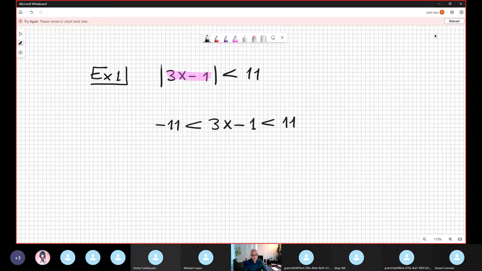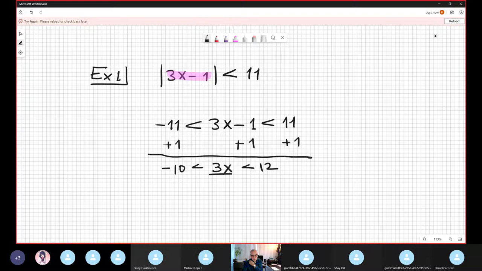In this case, it's three parts, and we can solve it simultaneously. You add one, and this is negative 10, and this is 12. Finally, divide by 3. Negative 10 over 3 less than x less than 4, because 12 divided by 3 is 4. Now the solution that we expect for this inequality is only one interval. The interval expressed in interval notation is parentheses, negative 10 over 3, comma, 4.